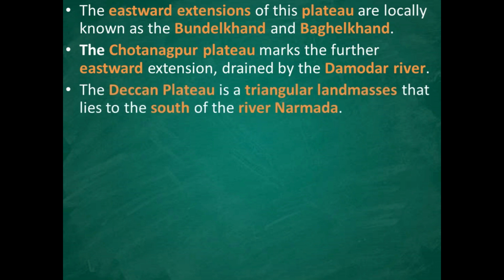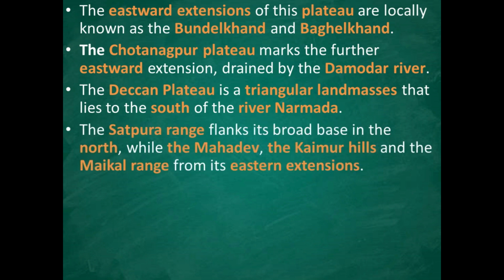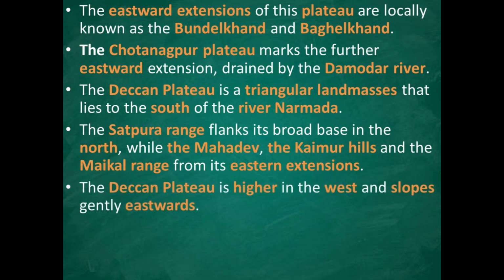The Deccan Plateau is a triangular landmass that lies to the south of the river Narmada. The Satpura range flanks its broad base in the north, while the Mahadev, the Kaimur Hills and the Maikal range form its eastern extensions. The Deccan Plateau is higher in the west and slopes gently eastwards.